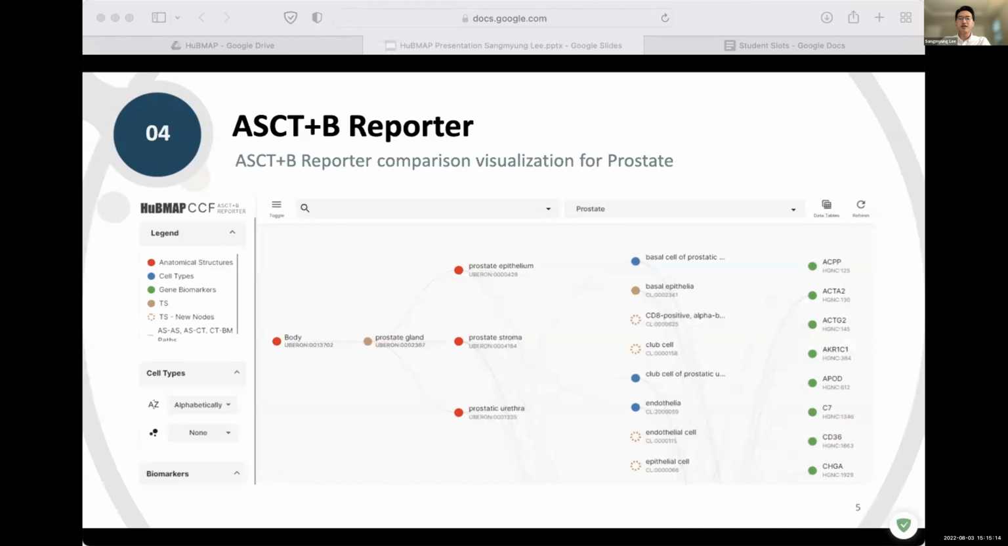The ASCT+B Reporter was used to compute the difference in the anatomical structures, cell types, and biomarkers between the Tabula Sapiens and the ASCT+B Table data. The ASCT+B Reporter makes it possible to compare the Tabula Sapiens data visually to the existing ASCT+B master table and report discrepancies so that future ASCT+B table revisions might address them.